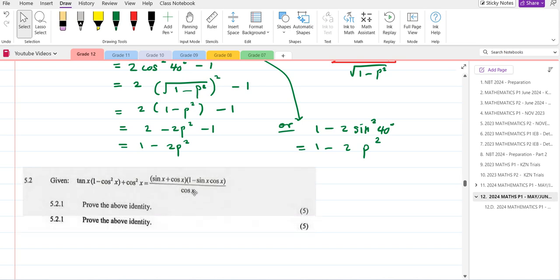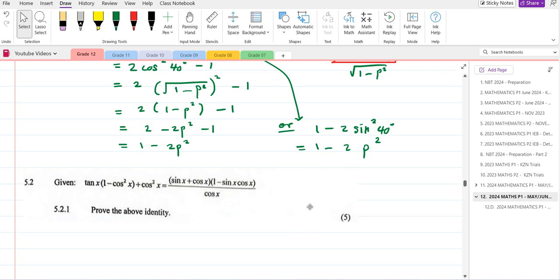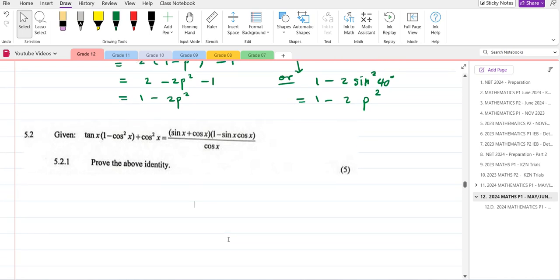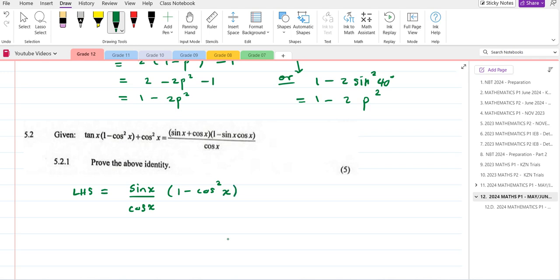In 5.2 we are given this long sum here. Prove the above identity. If we want to prove the identity, we're going to say left hand side is equal to, what is tan x? That is sine x over cos x, into 1 minus cos squared x, plus cos squared x. Okay, let's see what we have here.